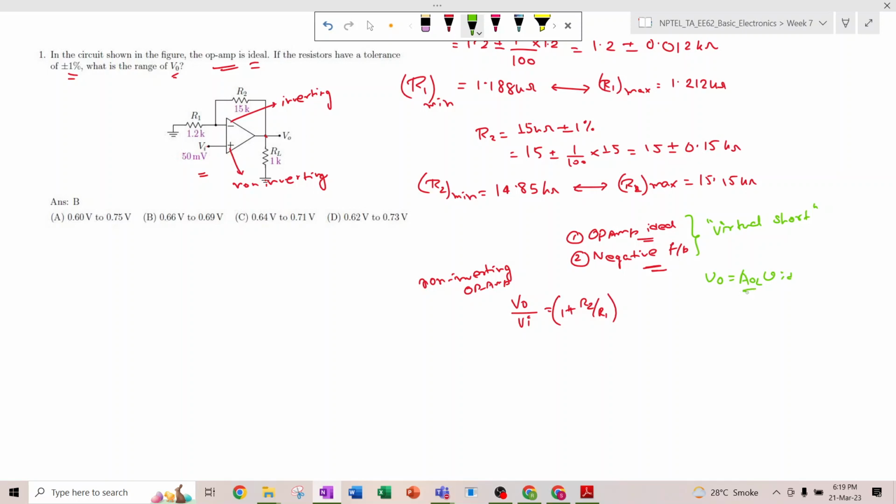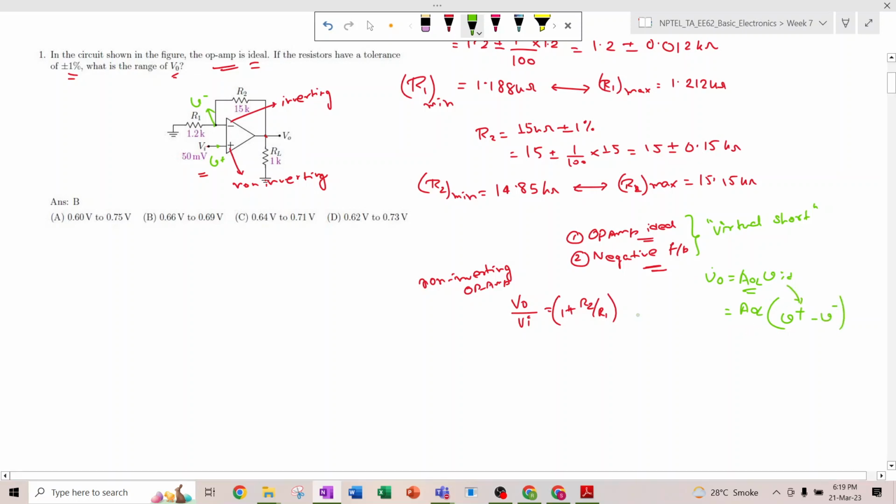So this is AOL, basically the open loop gain, VO is the output, and VID can be written as V plus, that is the voltage applied across this terminal. This is V plus, and this voltage is nothing but V minus. Okay, so V plus minus V minus, that is VID, that is the difference voltage.